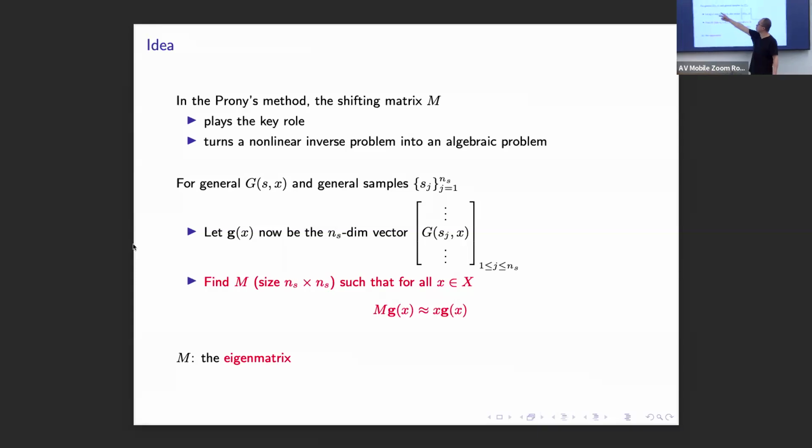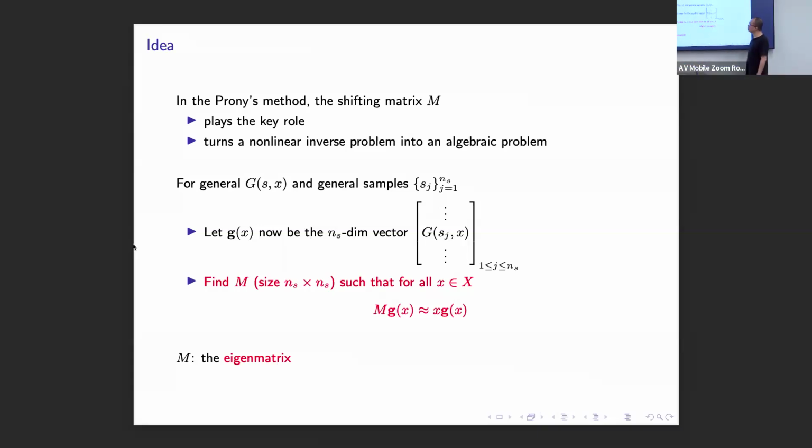Suppose you give me a general kernel, or you give me general sample locations. I'm still going to write down this g_x vector as I did earlier. This corresponds to evaluating my kernel at all the sampling locations, parameterized by the parameter x. It's important to notice that now this is a finite dimensional vector because I'm only given the data at a finite number of locations, Ns of them. And this vector is also analytically dependent on x because my kernel itself is analytic in x. Okay, that's very important, as you will see.